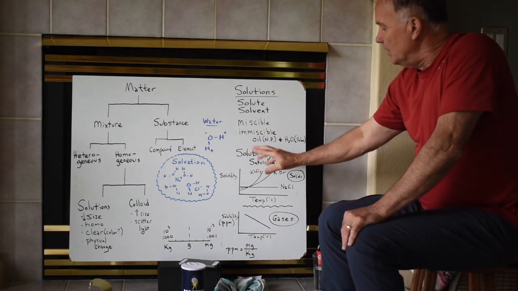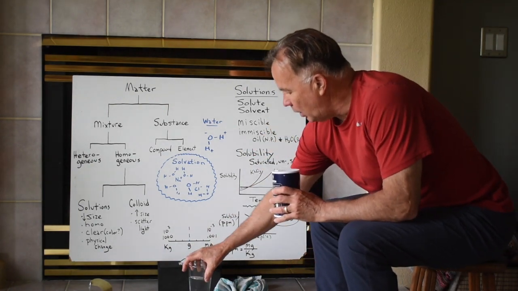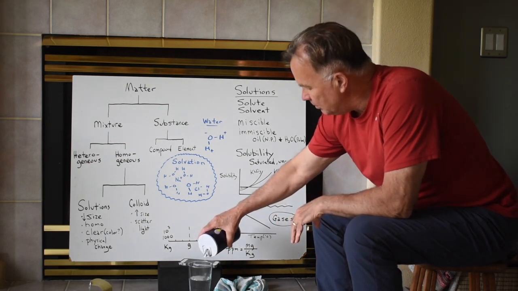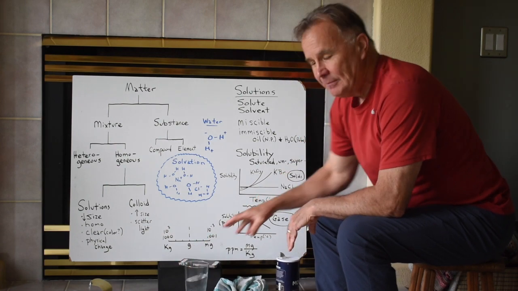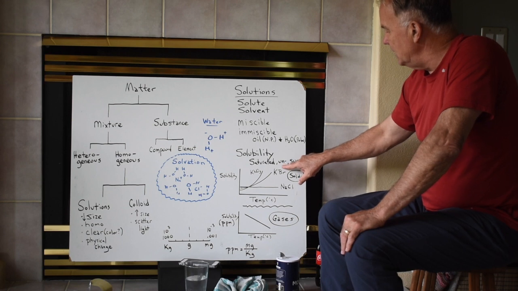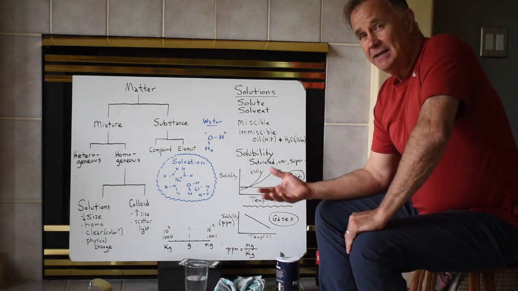Solubility. When you put a solute, for example, salt into water, it'll take a little bit. If I put a little bit of salt in there and I stir it up a little bit, it will dissolve. If I can still add more to it, it is considered to be unsaturated. If I kept adding salt to it, at a certain point it would stop taking more salt.